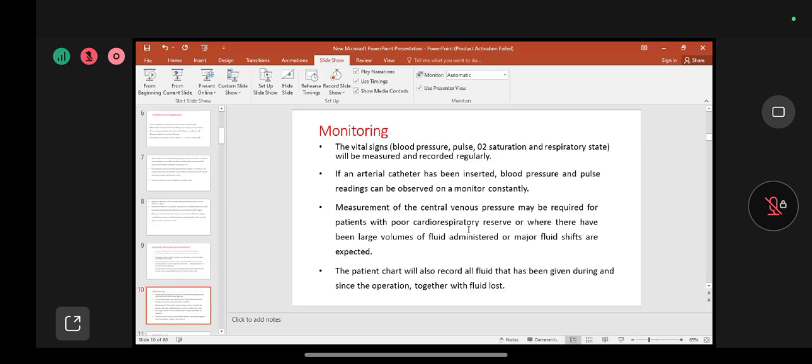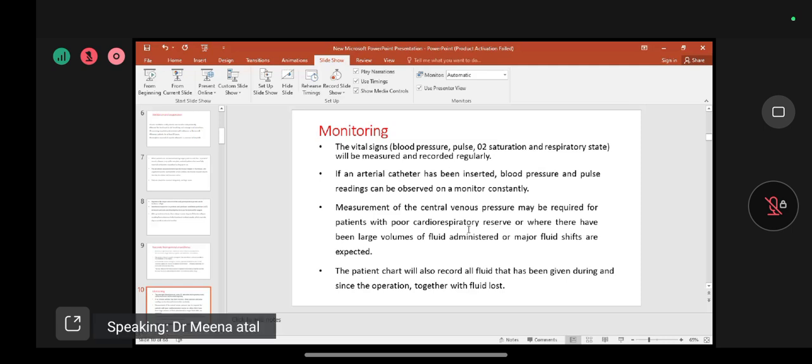Monitoring after the surgery: vitals monitoring is mandatory, like blood pressure, pulse, oxygen saturation, and respiratory state, which will be measured and recorded regularly. If an arterial catheter has been inserted, blood pressure and pulse readings can be observed on a monitor constantly. Measurement of the central venous pressure may be required for patients with poor cardiorespiratory reserve or where large volumes of fluid have been administered or major fluid shifts are expected.